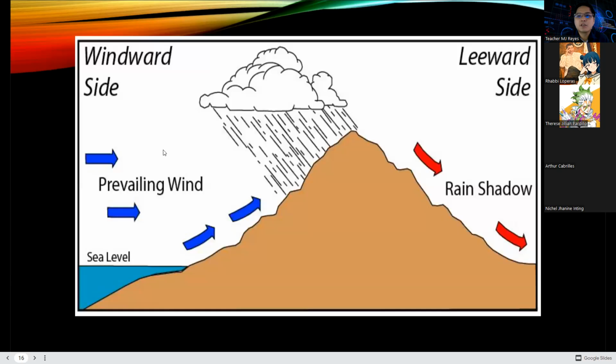This is the leeward side, and this is the windward side. As you can see, the air here is moist because there is water, and usually precipitation prevails in this area. Cold wind is seen here, while on the leeward side, it's hot air.